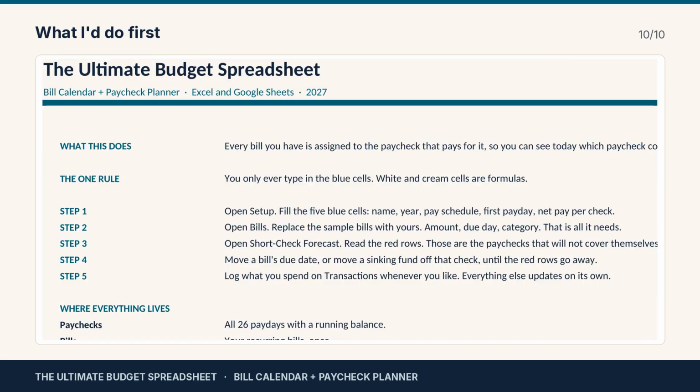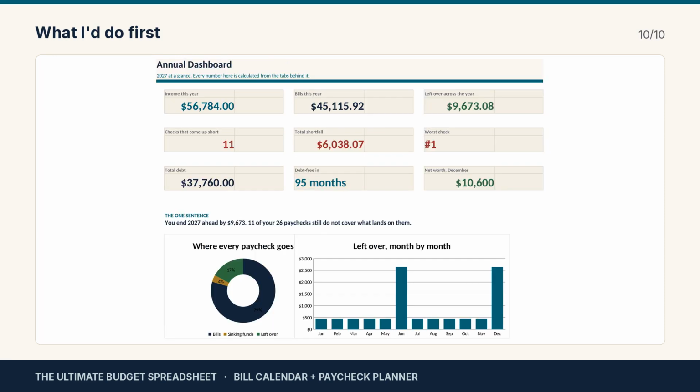If you only do one thing today, put your 5 fields in, put your top 10 bills in, and look at the next 2 paychecks. Not the year. 2 checks. That is enough to find the first short one, and finding the first one is the whole trick.